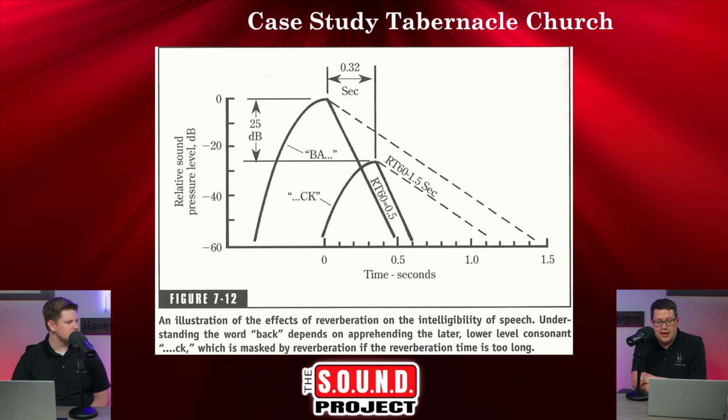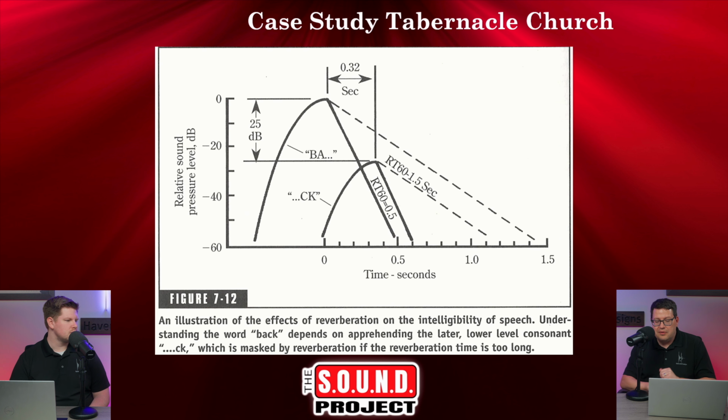Well, if the reverb time of both the low frequencies and the high frequencies is 0.5 seconds, when you say the word back, it takes some time to say it, right? When you say the BA portion of back, this first slope sloping up reaches a peak and then dies out at 0.5 seconds of reverb, then the CK comes in after the fact, and then it dies out. Notice how the higher frequency portion is outside of the first portion. That means you're actually going to be able to hear it because the low frequencies didn't mask it and disguise it.